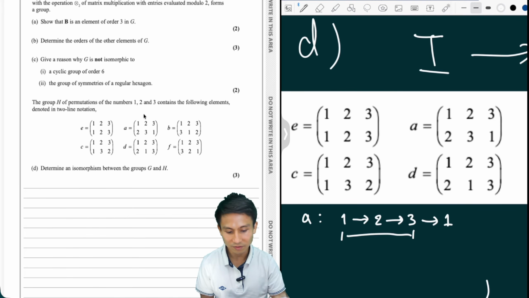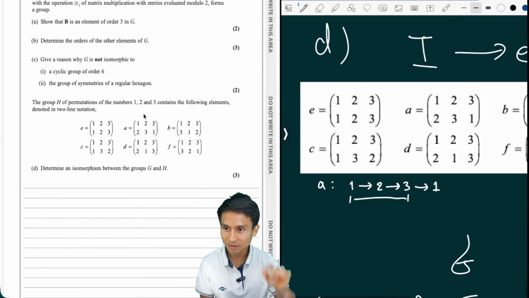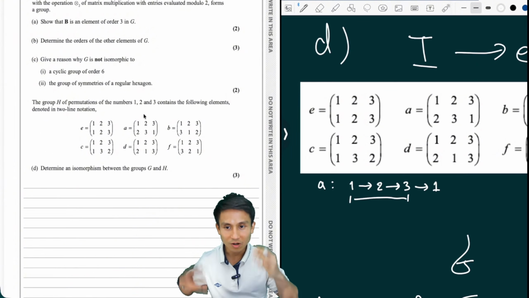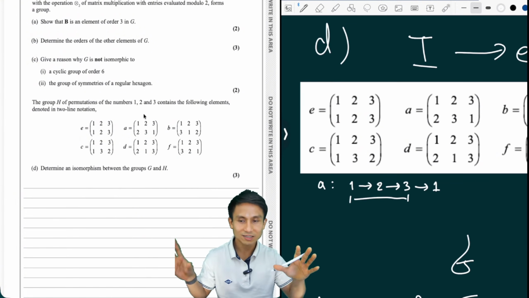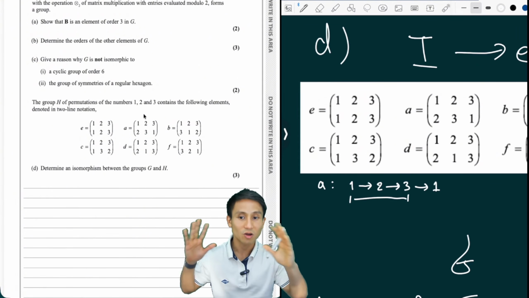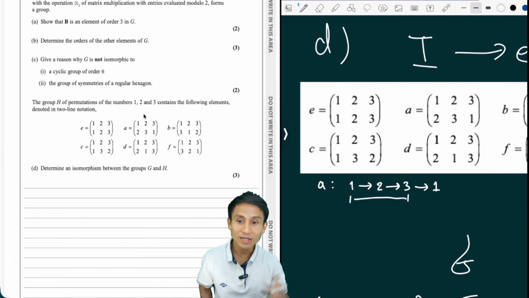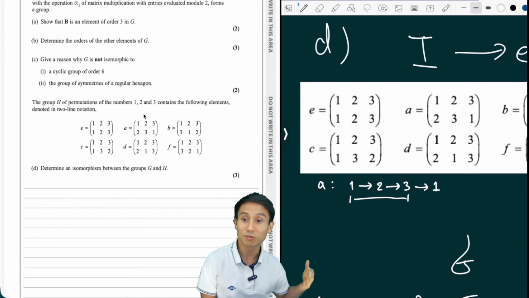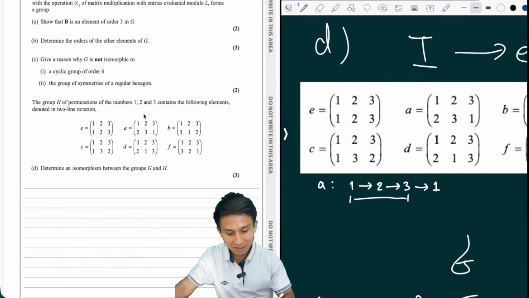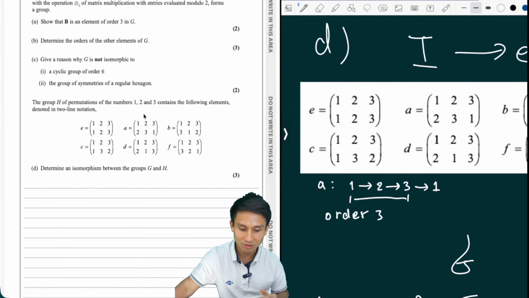Will be the order of this notation here. And also because this single cycle includes all the members, all of the numbers 1, 2, 3, we don't need to do other ones. I'll show you that for other ones we need to also start from a different number. So this is order 3 then, because the length of the cycle is 3.